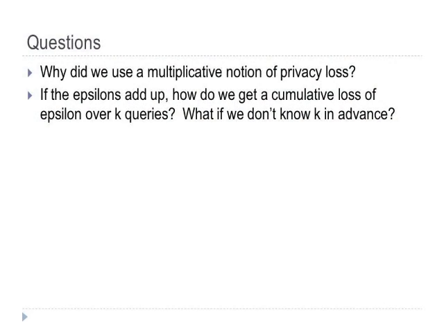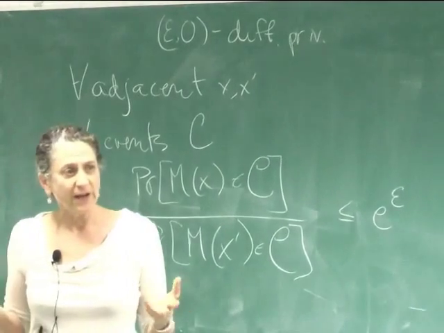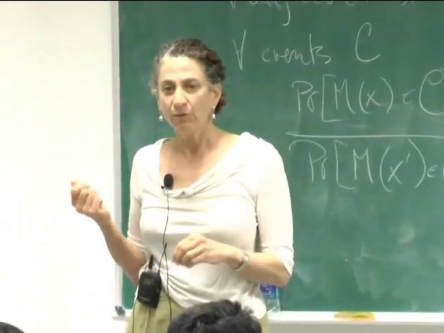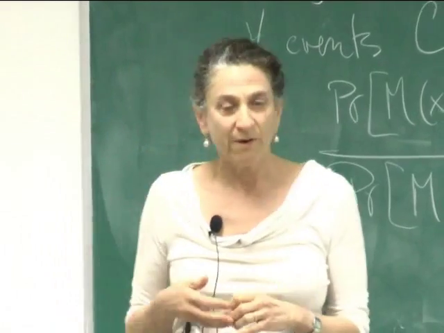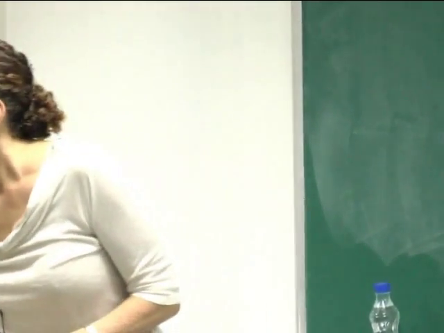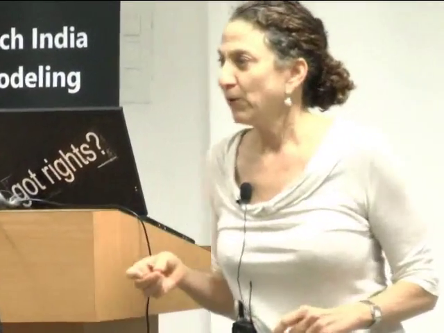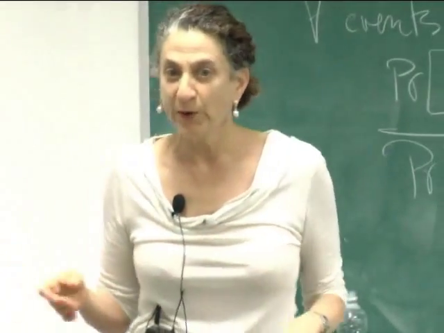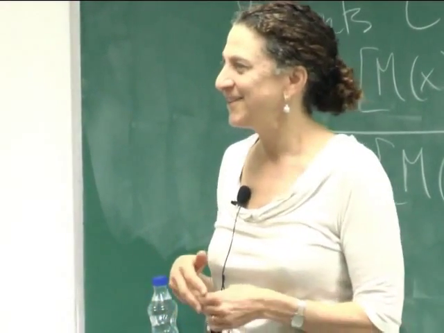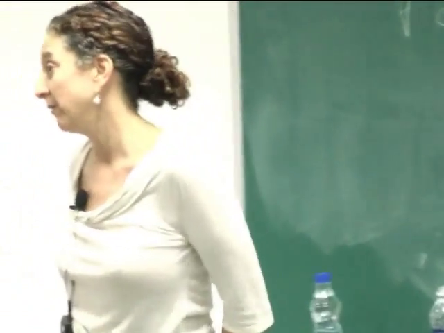All right. So here's a question. Can anybody answer why did we use a multiplicative notion for differential privacy rather than additive? Why did I want this ratio rather than a difference? So one proposal is that if we use multiple queries, it adds up. That's an interesting answer. It's not the one I had in mind. It's certainly a nice corollary of the fact that we did it this way. But I'm looking for something else.